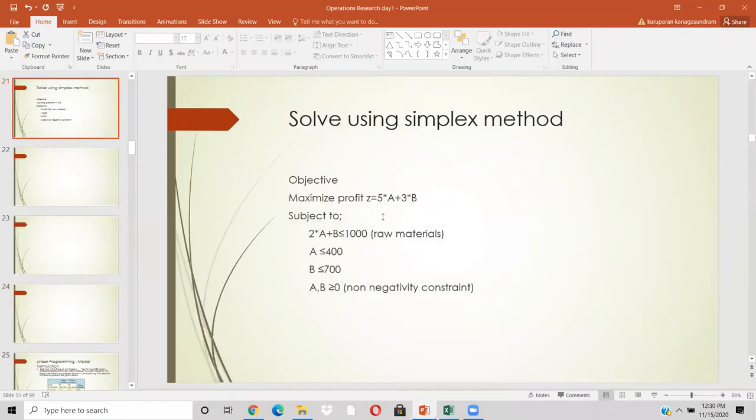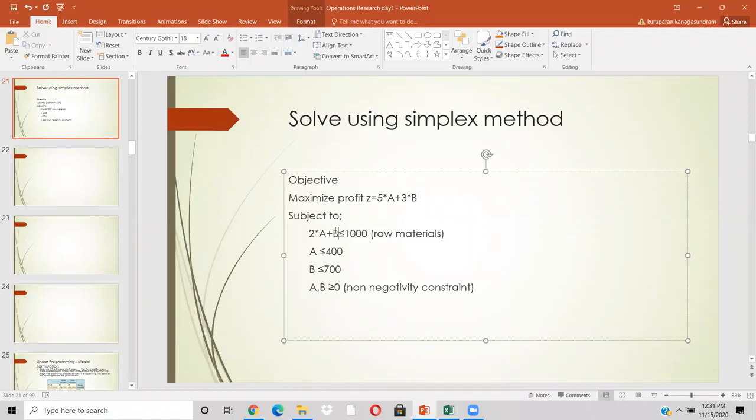How to, whether we can do it through the simplex method or not. We can't do this one using the simplex method. The problem is these are inequalities. So before going to the simplex method, we have to make these equal constraints. How to make these equal constraints?